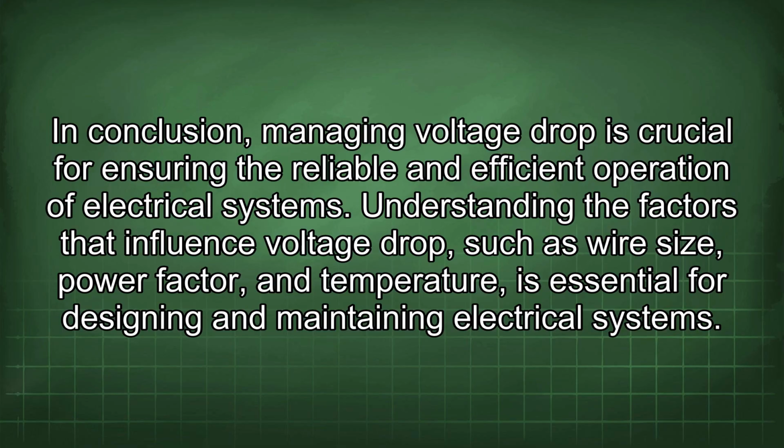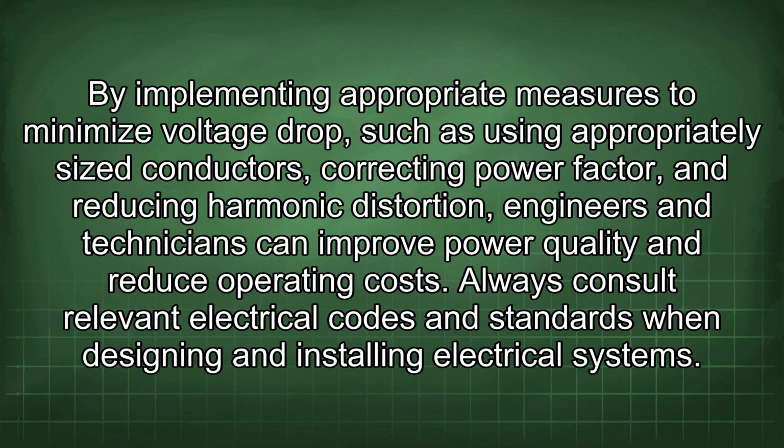Understanding the factors that influence voltage drop, such as wire size, power factor, and temperature, is essential for designing and maintaining electrical systems. By implementing appropriate measures to minimize voltage drop, such as using appropriately sized conductors, correcting power factor, and reducing harmonic distortion, engineers and technicians can improve power quality and reduce operating costs. Always consult relevant electrical codes and standards when designing and installing electrical systems.